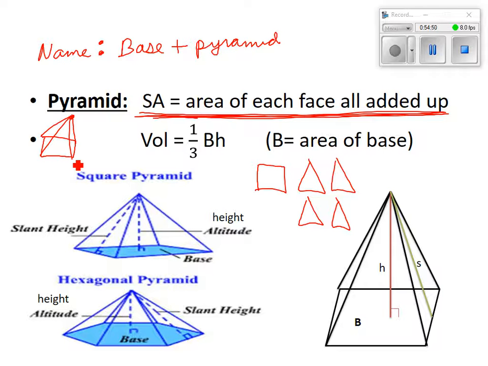If it's a rectangular pyramid, are all the faces the same? Are all the triangles the same? No, we have to find them each separately.